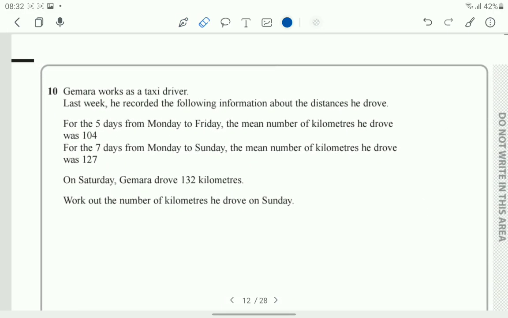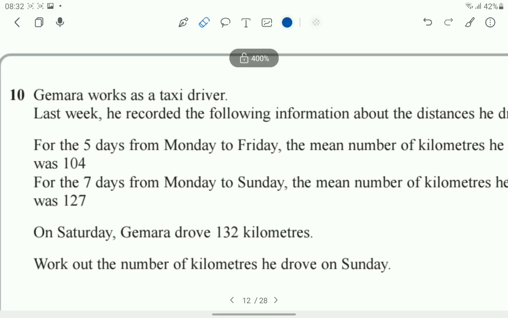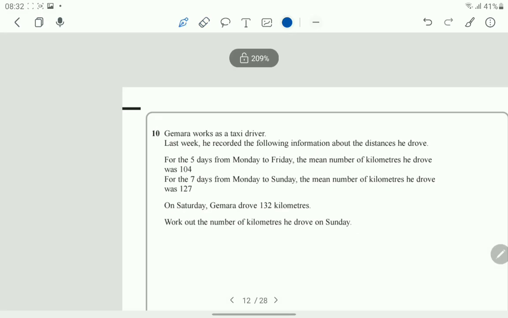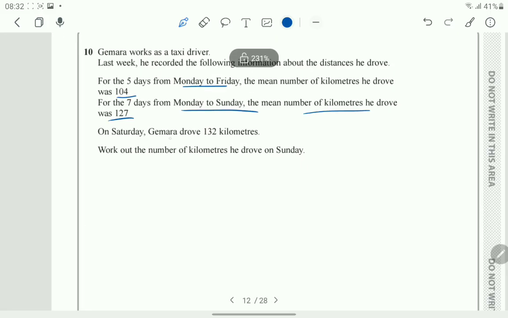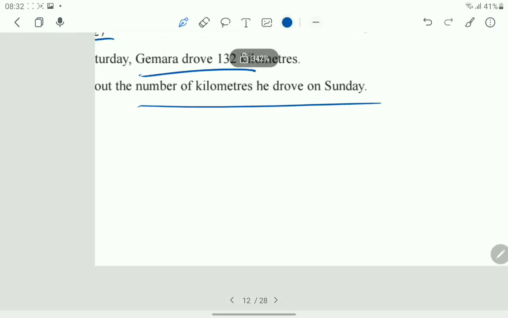Moving on to the next question. Question 10. Jimara works as a taxi driver. Last week he recorded the following information about the distances he drove. For the 5 days from Monday to Friday, the mean number of kilometers he drove was 104. For the 7 days from Monday to Sunday, the mean number of kilometers he drove was 127. On Saturday, Jimara drove 132 kilometers. Work out the number of kilometers he drove on Sunday.